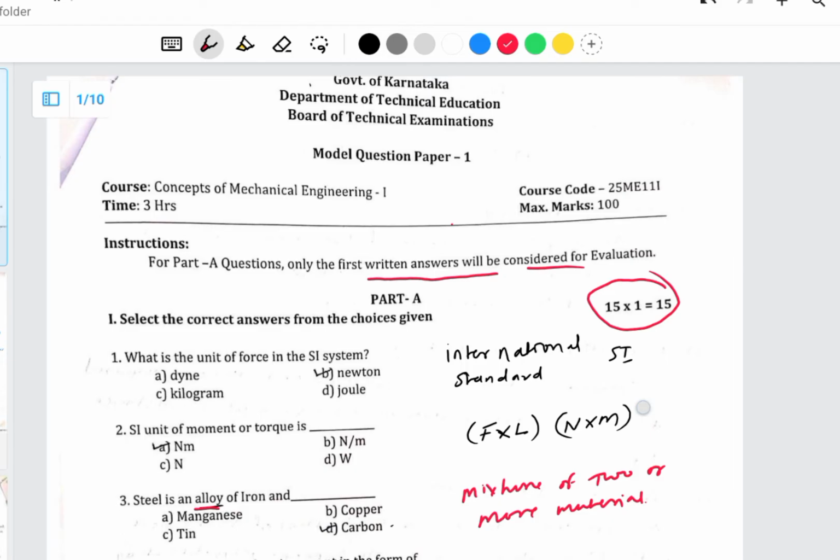That is, if you write an answer and then scratch it out, it will not be considered. So whatever answer you write in the first attempt only, you have to write it cleanly and correctly.